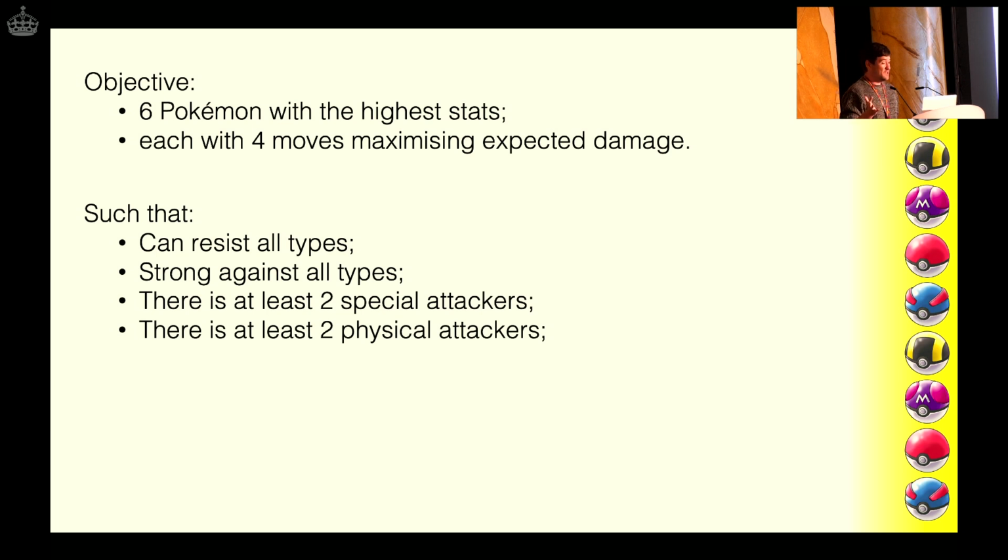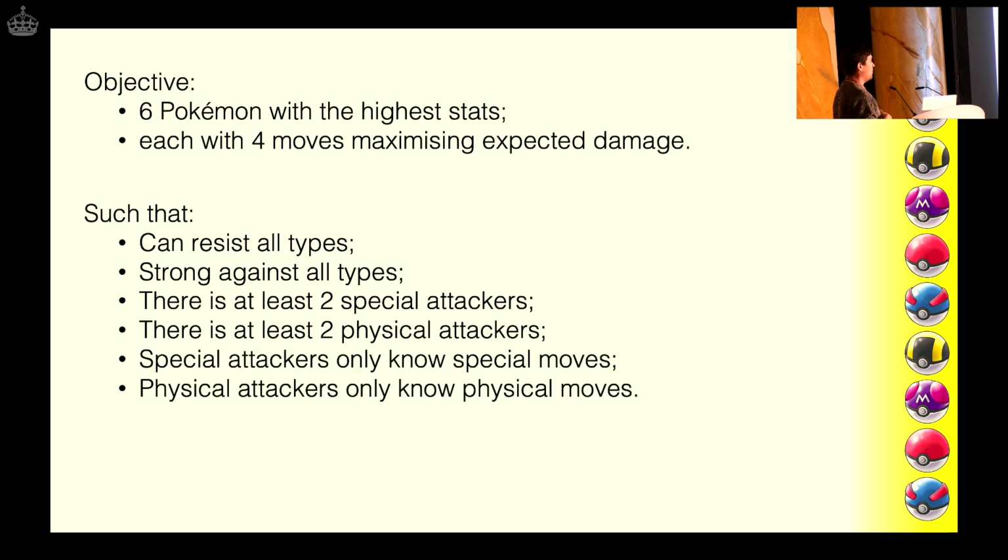To balance out my team a bit, I want to make sure there are at least 2 special attackers and 2 physical attackers. And I want my special attackers to only know special moves, and my physical attackers to only know physical moves. That is my problem. I can now write a mathematical model of this. I can describe this mathematically.